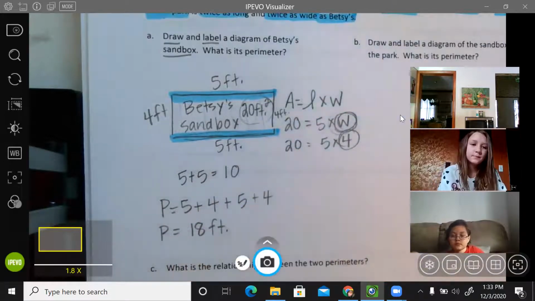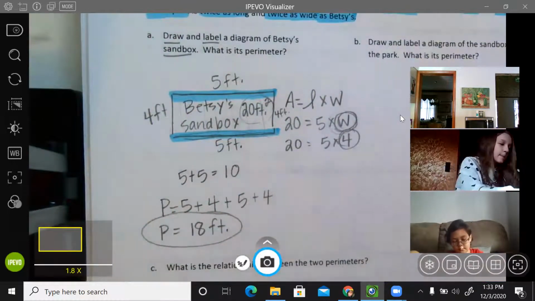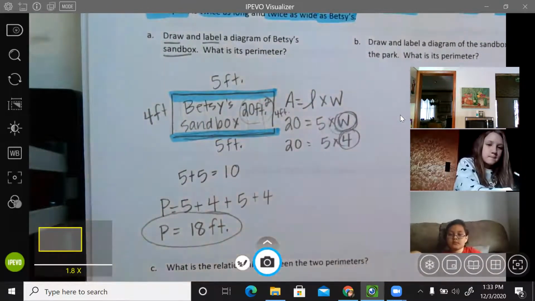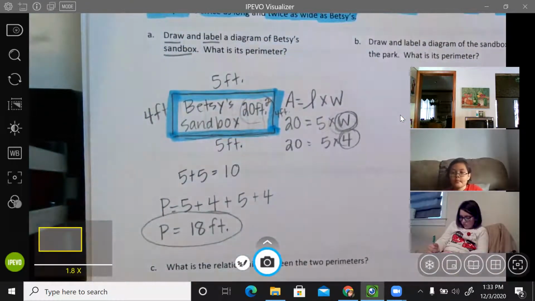Yep. FT, or you could write feet. Perimeter is not squared, just regular feet, because we're just going around. So we added up, we were able to put a border on our sandbox. We need 18 feet of wood.